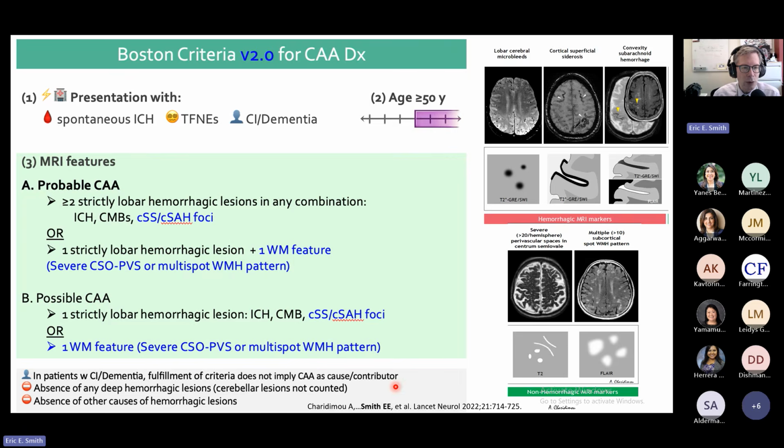And then those who don't meet probable criteria can meet possible criteria if they have exactly one strictly lobar hemorrhagic lesion, or they have one of the white matter features. Okay, and so this has expanded the group that has possible CAA.